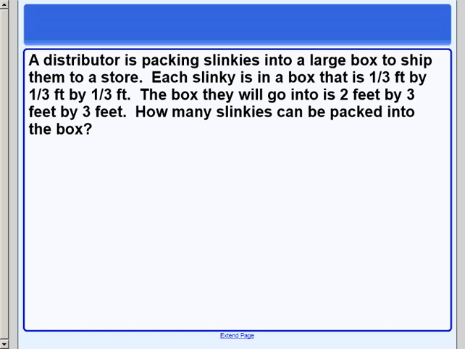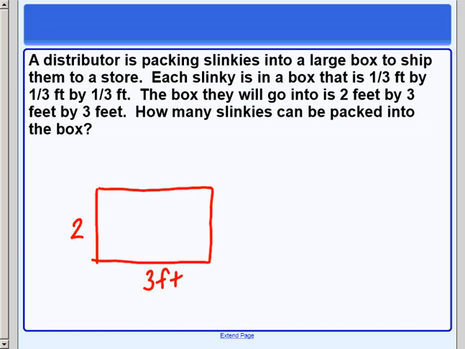That's a little bit of a tricky question. It might help us to draw a picture of it. So I think I want to draw the big box that they're all going to go into. So the big box they're all going to go into is 2 feet by 3 feet. So I'm going to say 2 feet by 3 feet. And then it's 2 feet by 3 feet by 3 feet. So here's how I always draw a prism. Kind of get my diagonals going here.